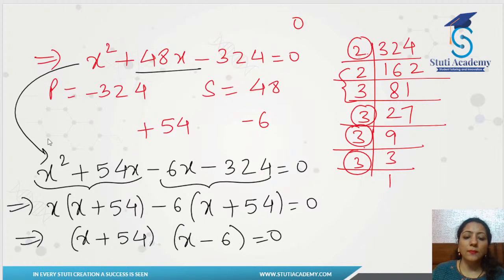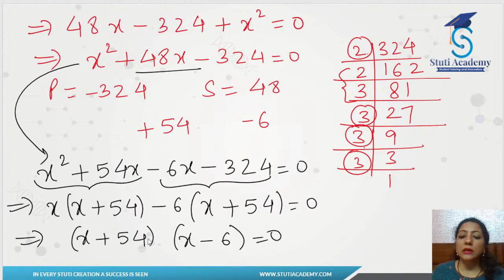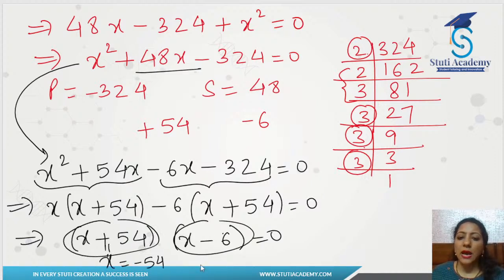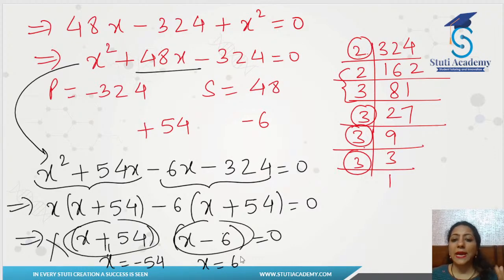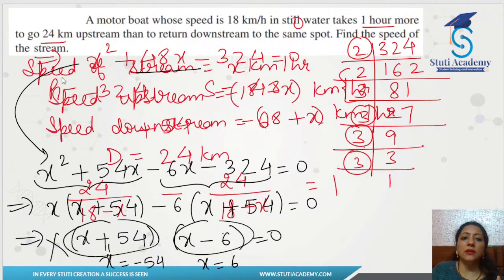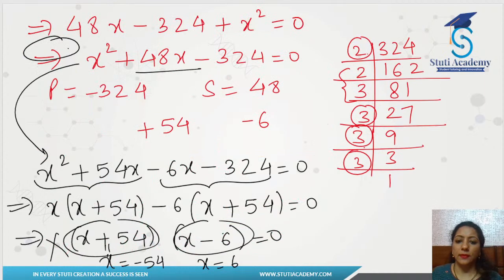So either this is 0 or this is 0. So from here we'll get x is equal to minus 54 and we'll get x is equal to 6 here. So either x is minus 54. So can we have the speed negative? Not possible. We'll reject this. So x is 6. That means the speed of the stream, the speed of the water here is x. That is 6 kilometer per hour. The speed of the water here is 6 kilometer per hour.